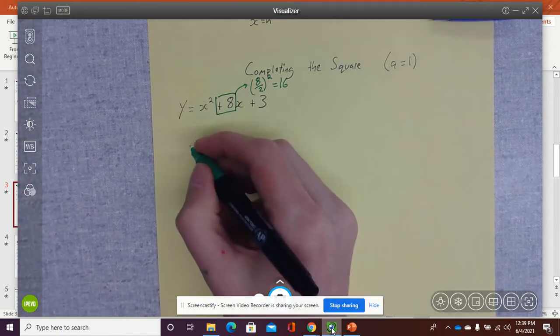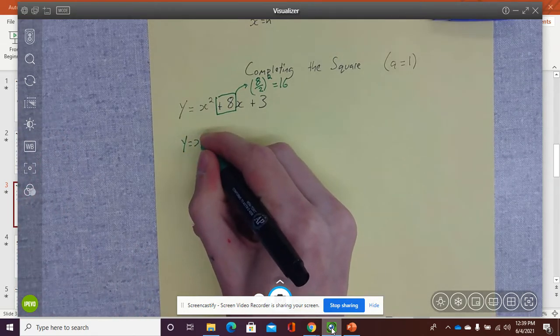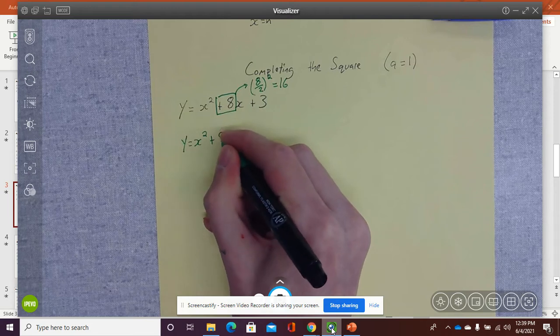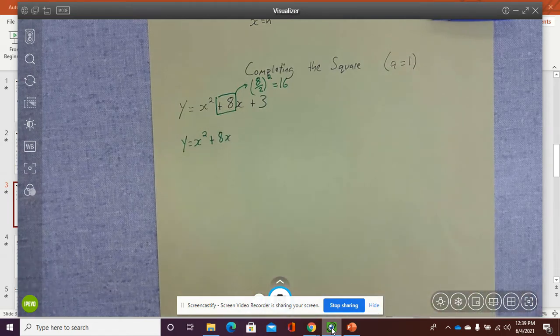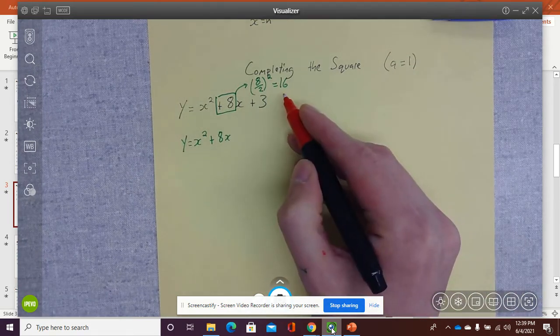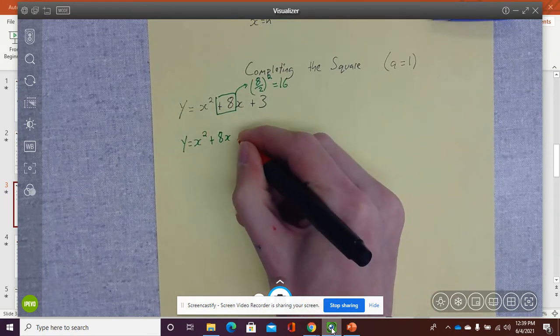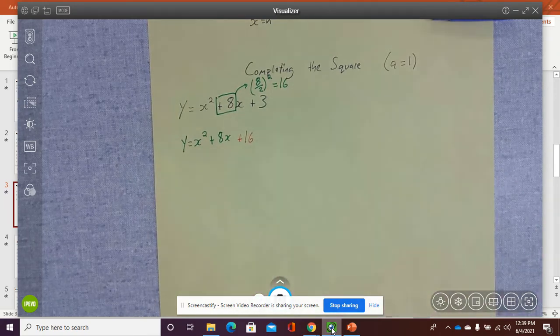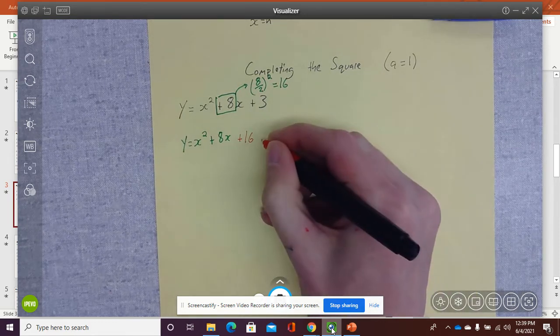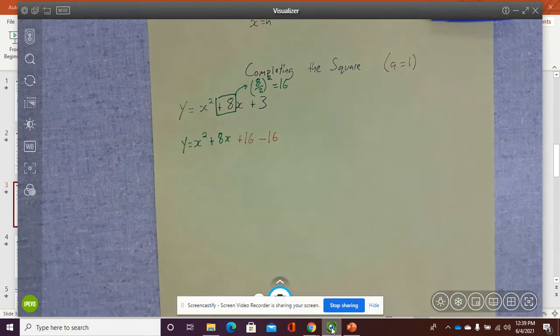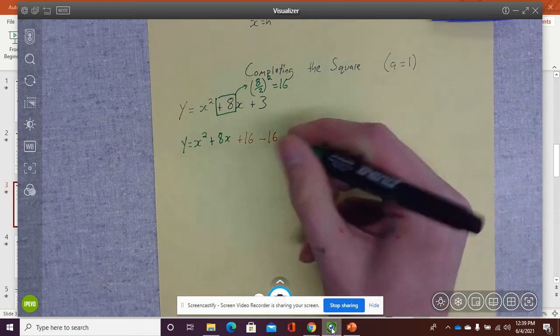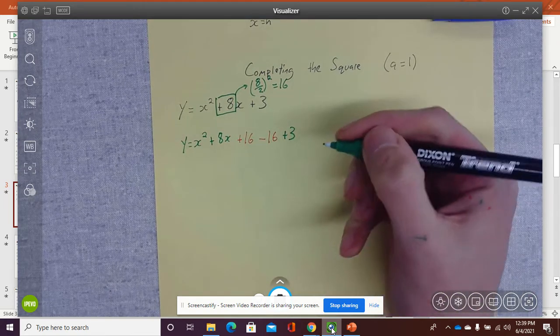In my next step, I'm going to copy down my first two terms, and I'm going to add this number that I found. So I'm going to add a 16. I can't just add numbers to equations. That would change the shape of the parabola. It's not the same as it was before. So why don't we just take away 16? I'm allowed to do that. I'm adding and I'm taking away the same number. It's like I didn't do anything. It's like I added 0. And then I still have my plus 3 on the end.